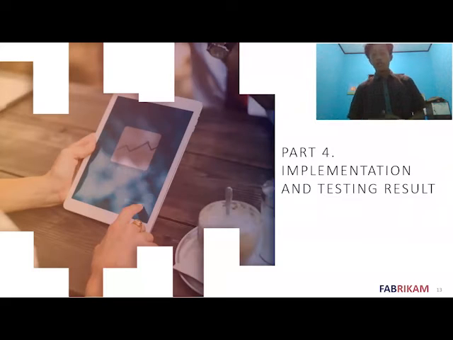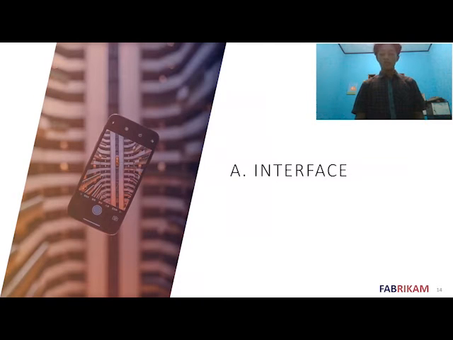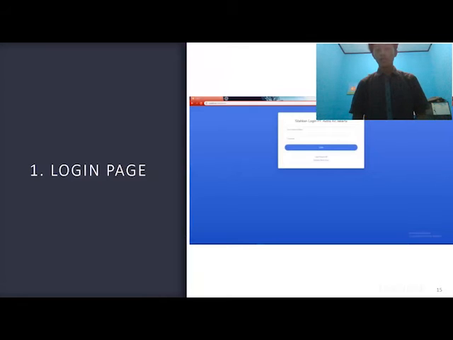Next is part 4, implementation and testing result. After we design and code, we should implement and test the result. What is the result of this code and the design? First is the interface. This is the login page of the web-based application of PT Etra Air Jakarta. There is the text silahkan login PT Etra Air Jakarta. You can put your username and password there, then login. And if you don't have an account yet, you can register in the next step.